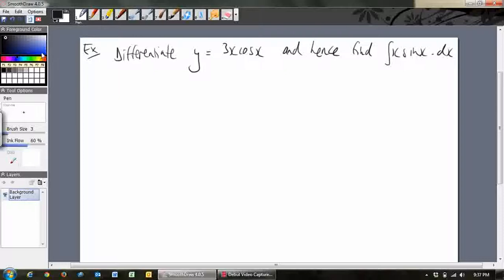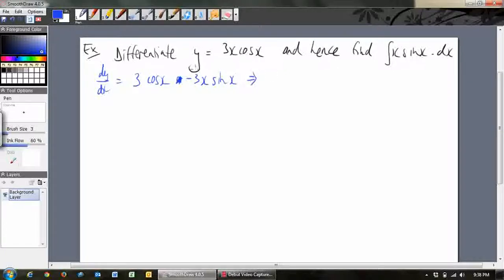Okay, so let's go ahead and differentiate. So dy by dx, in general these are product rule type questions, okay? Dy dx, differentiate 3x and you just get 3, cos x, plus, leave the 3x and then differentiate cos x and you get negative sine x. So it'll be minus there. Okay, so minus 3x sine x. Good, so we've got that.